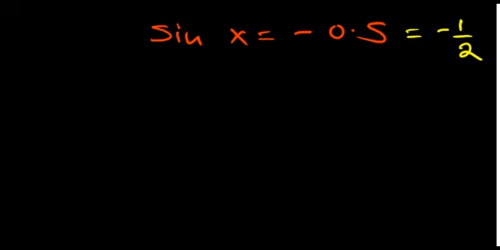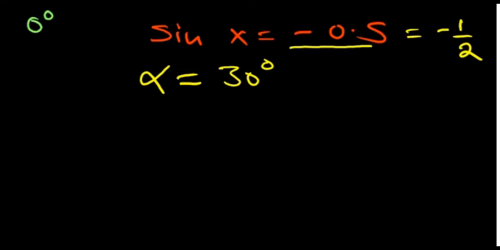So our possible result if we had a positive 0.5 was going to be obviously 30, because we know sine 30 is equal to 0.5. Now notice that in this question they want a value that can give us a negative 0.5. And now let's say they want an answer between 0 and let's say 360.